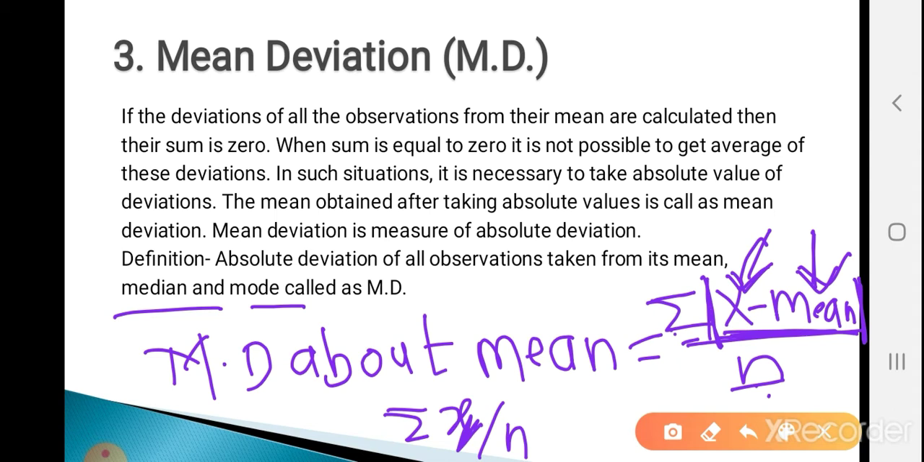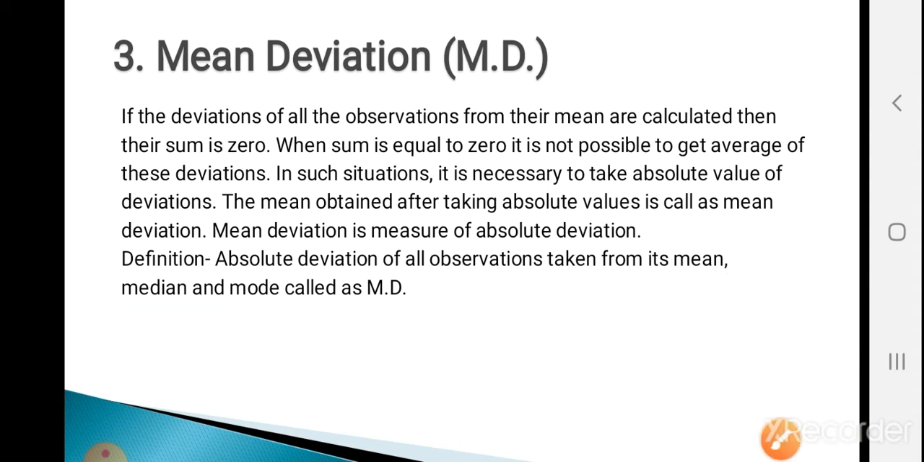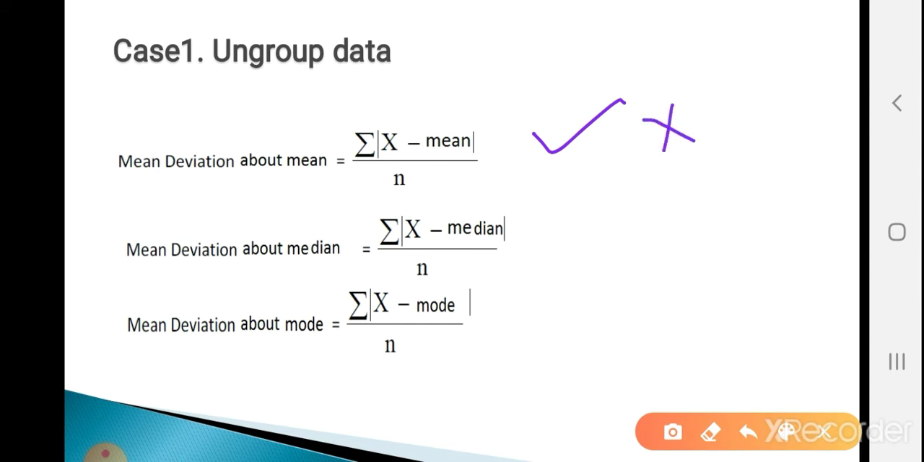Let's see how to calculate the mean deviation about mean, median and mode for ungrouped data first. How to calculate the mean deviation about mean? The formula is summation mod of x minus mean divided by small n, where the mean is denoted by x bar and is calculated as summation x divided by small n for ungrouped data.